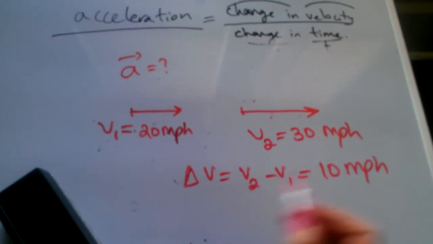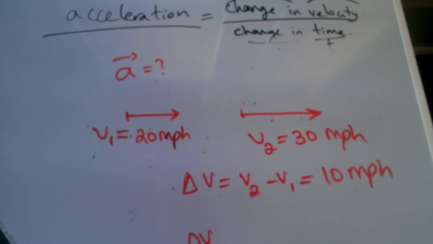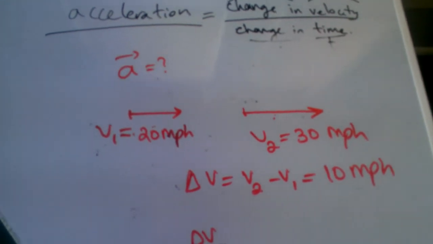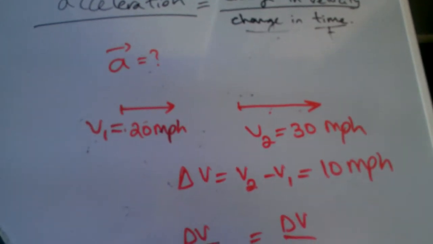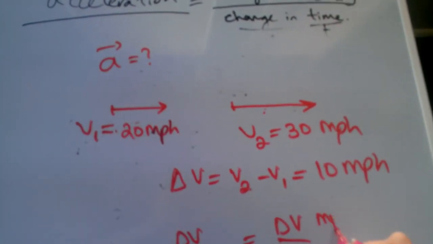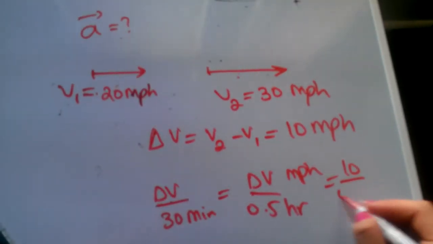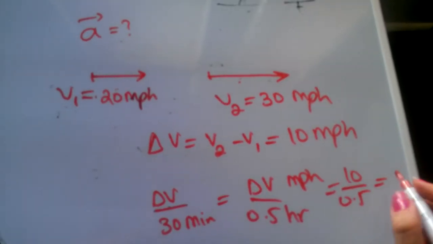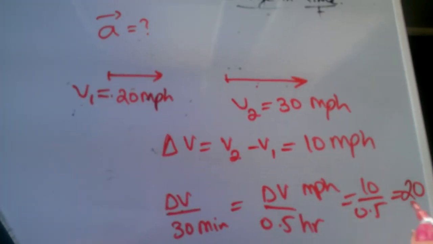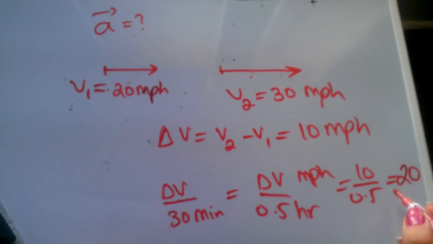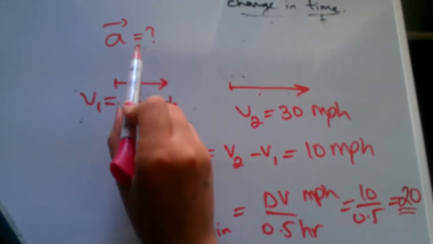Say I do this change in my velocity over maybe 30 minutes, which is half an hour. So delta V over 0.5 hours. This is miles per hour, and that was 10. So 10 over 0.5 gives me 20. And now let's talk about units of this 20, which is your acceleration.